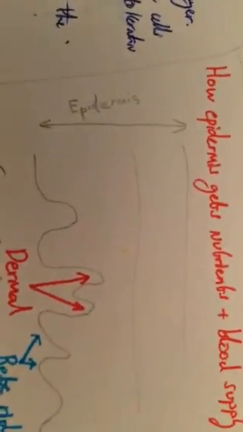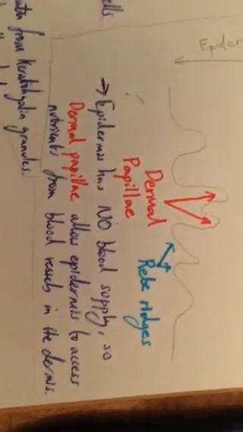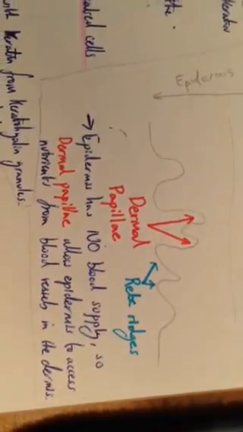So just quick time. Also, this is something that's very important. This is how the epidermis gets its nutrients and blood supply. As you see here, here's our epidermis. The epidermis doesn't have any blood vessels going through it. So there are these things called the dermal papilla. The dermal papilla allow the epidermis to access nutrients from blood vessels in the dermis.